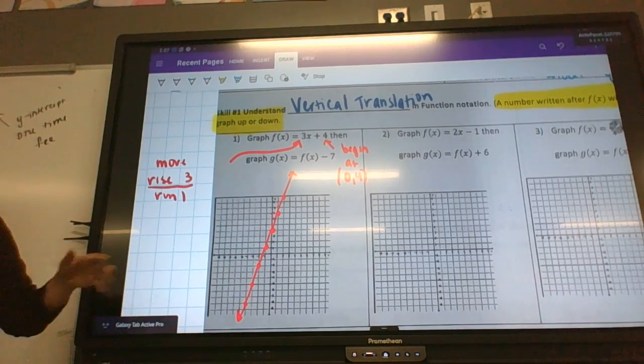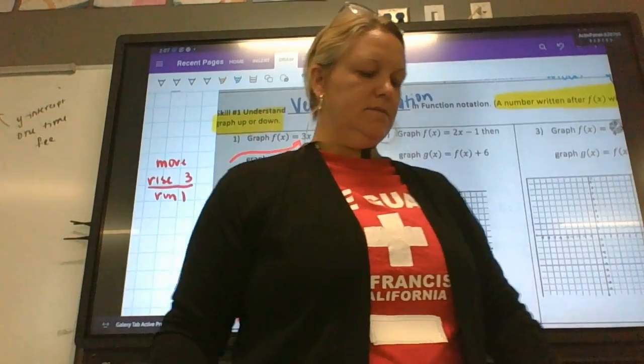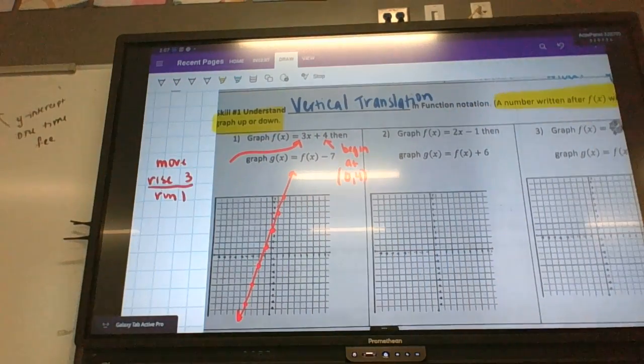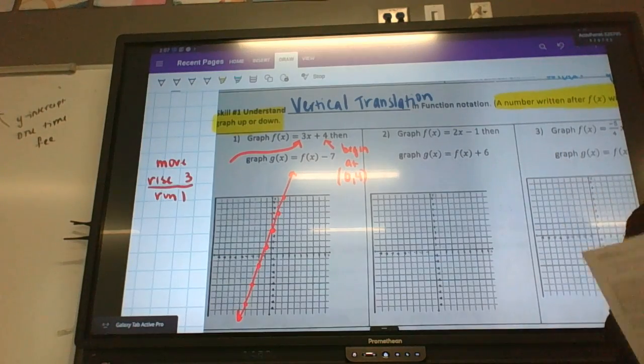Try not to copy these points. What I would prefer you do is to look at your own paper. Know that you start at 4. Look at your own paper, count 4, put a dot, and then yourself go up 3 over 1. Try not to find my exact points and replicate it. Actually create the line for yourself, and just use mine as a check.